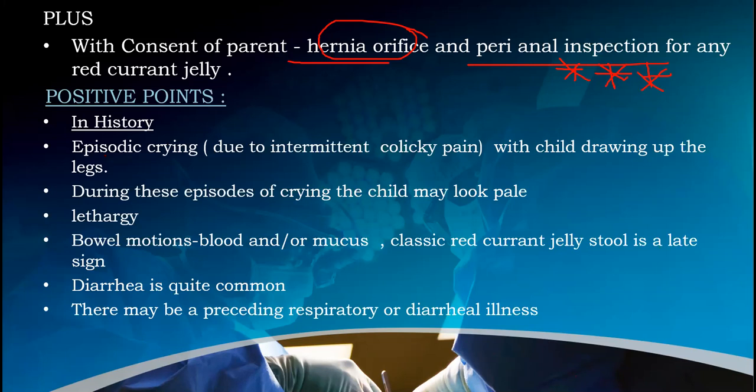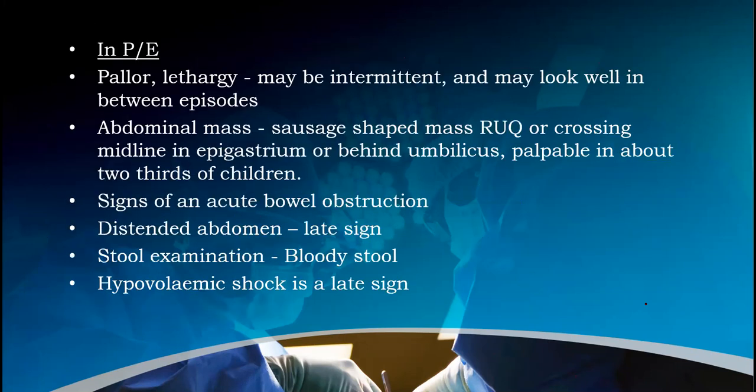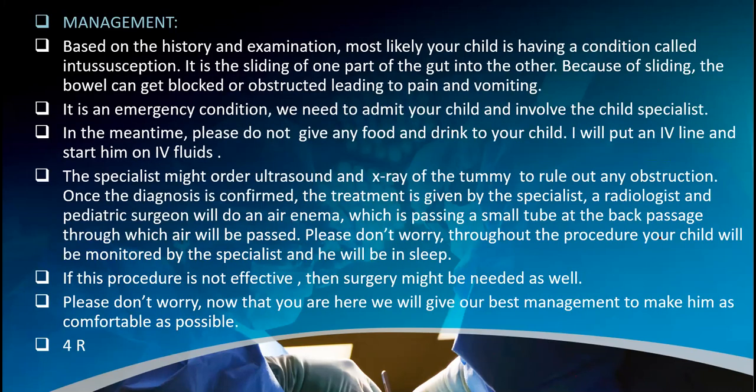So we already discussed the positive points. The patient will present to you with episodic crying, with drawing up the legs to the chest. During that time, the child may look pale. You can get blood or mucus stained bowel motion with a classic red currant jelly. Sometimes diarrhea is also common, and sometimes intussusception can be there with a history of preceding upper respiratory tract illness. Not every time. Physical examination, we already discussed, not very important now.